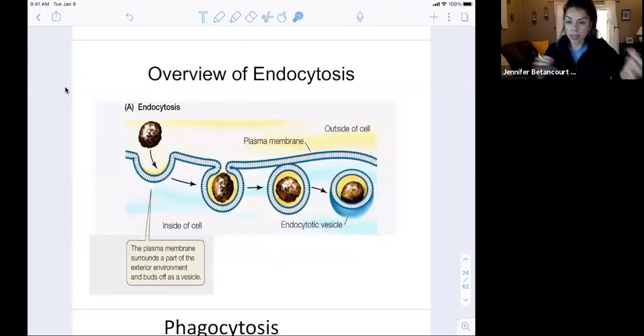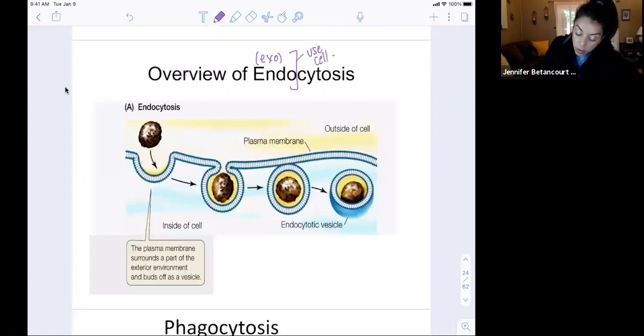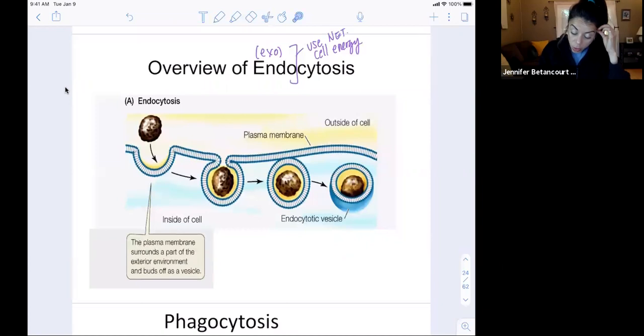Because they are bigger processes, in general, endo- and exocytosis are energy-requiring processes. Both of these use cell energy. This could be by means of ATP hydrolysis, or other types of cell energy. So just know that it uses net cell energy. Let's take a peek at this. Just the overview of endocytosis: endo means indoors, enter.